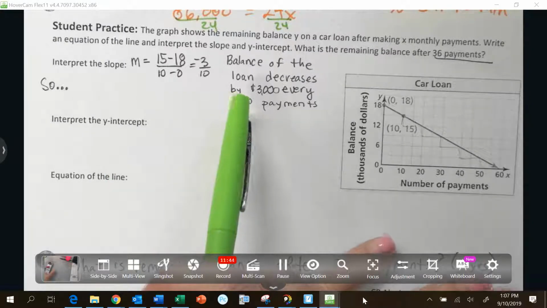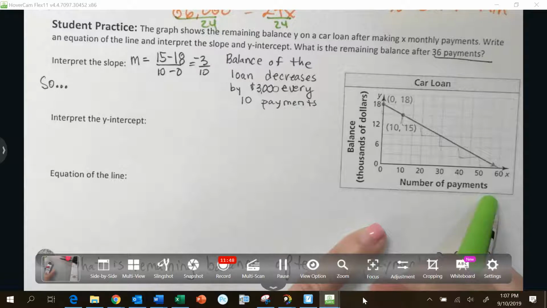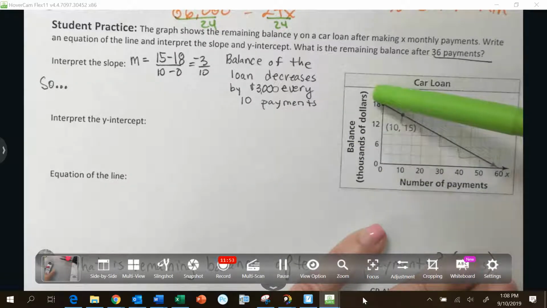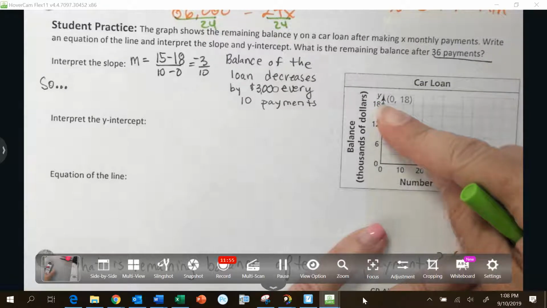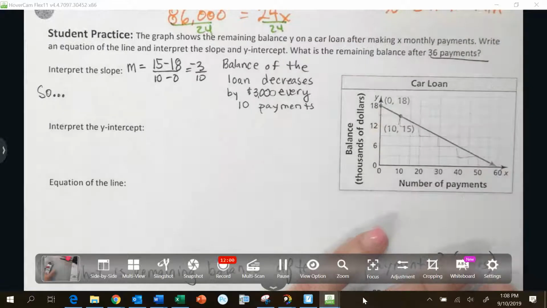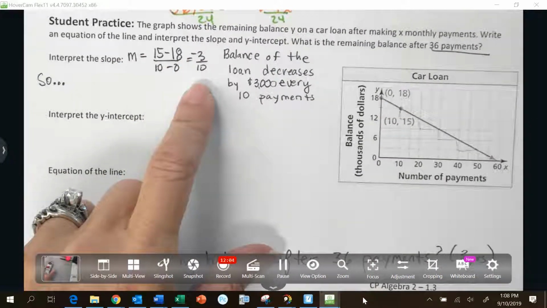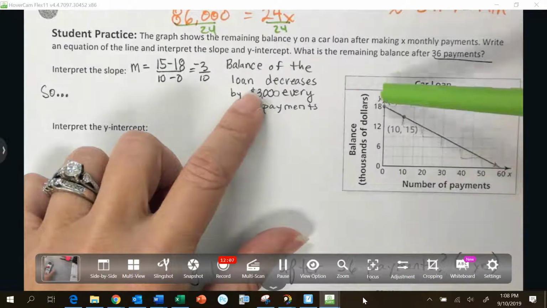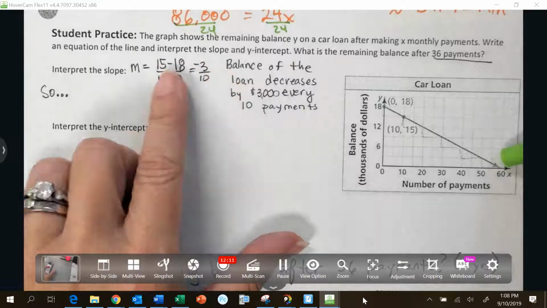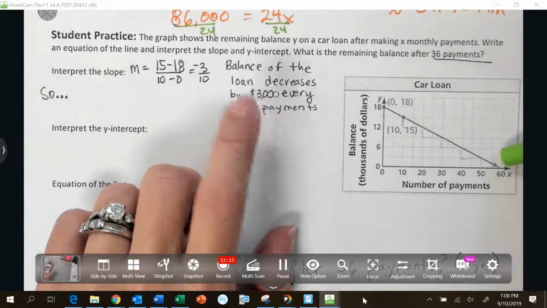Okay, so we are doing the slope of this information. We've got number of payments, and we have the balance in thousands of dollars. So where it says 18, it's not $18, it's $18,000. As I did my slope, I got -3/10. What does that mean? That means I am paying and the loan is decreasing. That's why it's negative. The balance of the loan decreases by $3,000 every 10 payments.